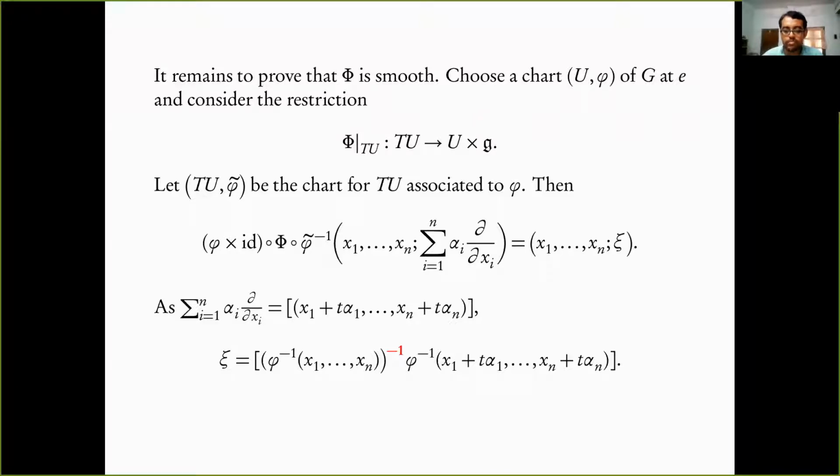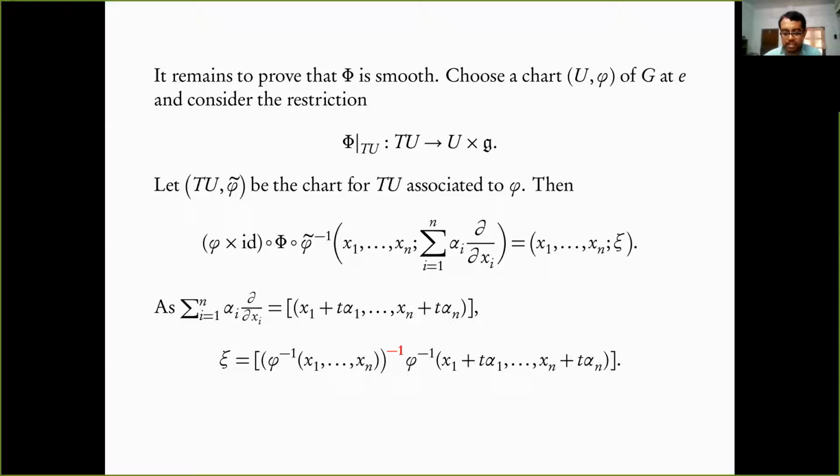The two inverses in black are simply the inverses of phi as a map. There is a red bold inverse. That inverse is supposed to be the inverse as an element of the group. Remember, phi inverse of x1, x2, xn is an element of the Lie group. So that inverse is the inverse in the Lie group itself, and then you're left multiplying by that element to the curve.